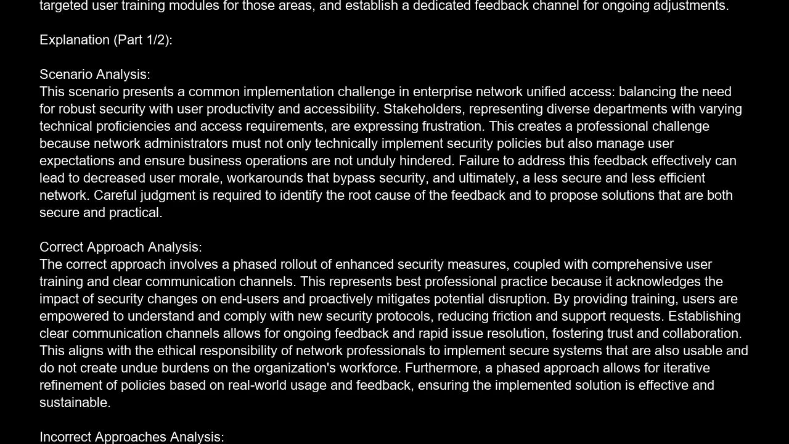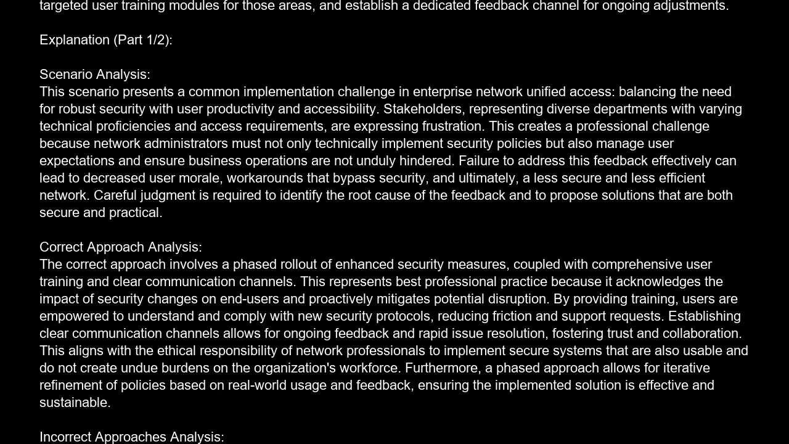The correct answer is D. Conduct a thorough review of the implemented security policies to identify specific areas causing user friction, develop targeted user training modules for those areas, and establish a dedicated feedback channel for ongoing adjustments.